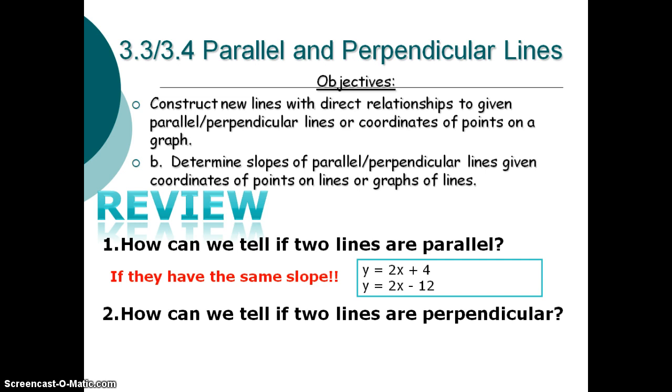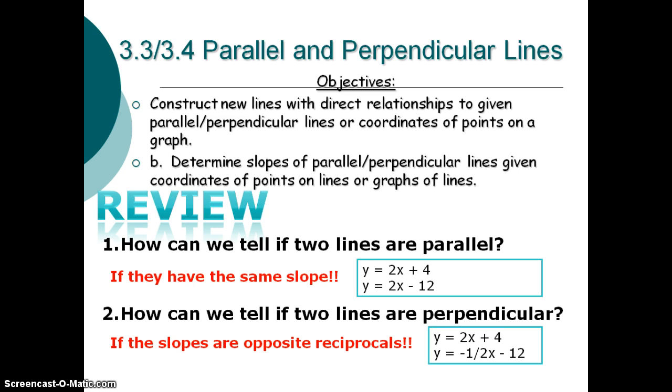The next question, how can we tell if two lines are perpendicular? We can tell if two lines are perpendicular if the slopes are opposite reciprocals. So say that I gave you these two lines. Y is equal to 2x plus 4, and y is equal to negative 1/2 x minus 12. The slopes of these two lines are 2 and negative 1/2. Remember that an opposite reciprocal is where you flip it and change the sign. So that's why 2 and negative 1/2 are opposite reciprocals.